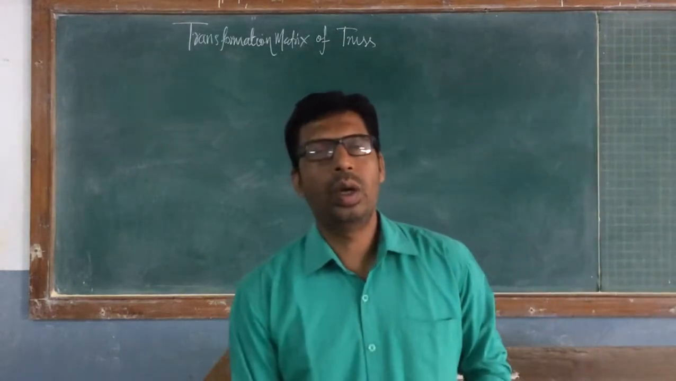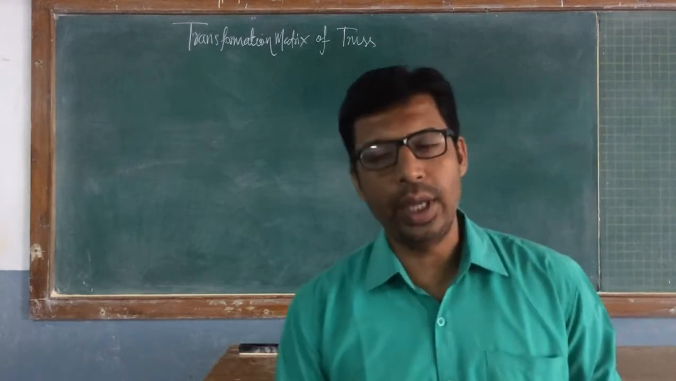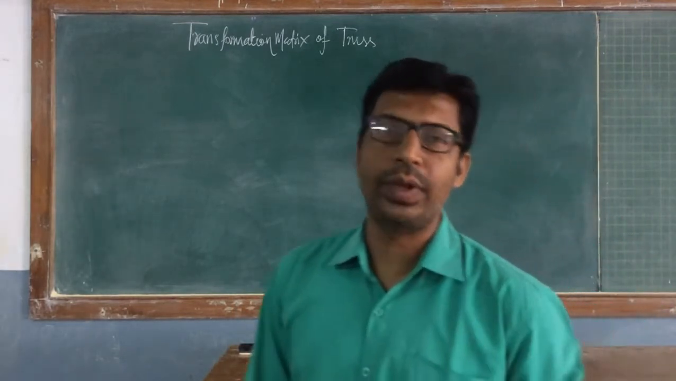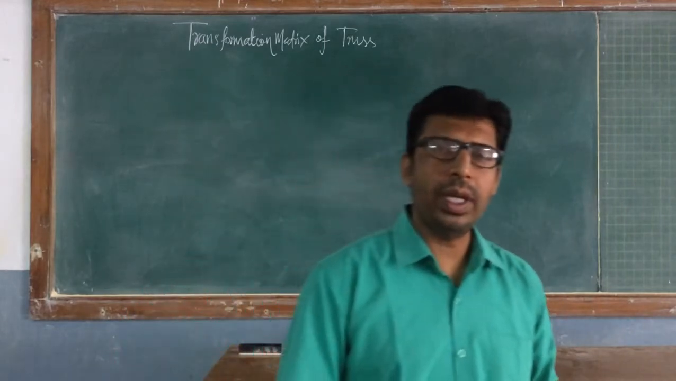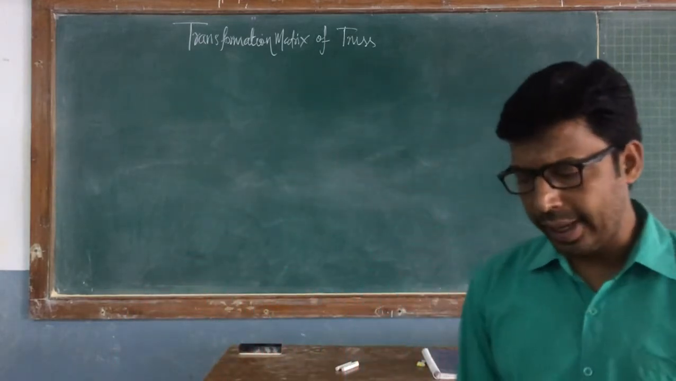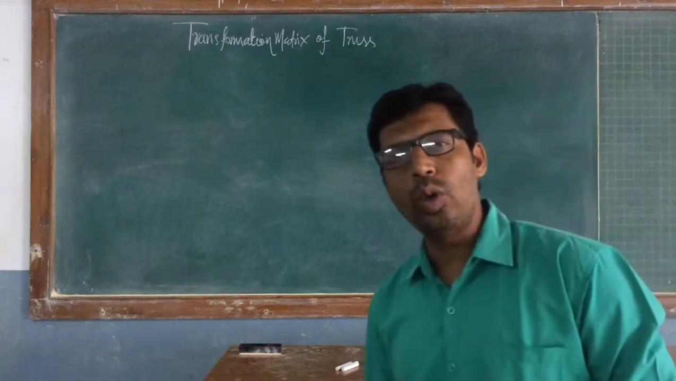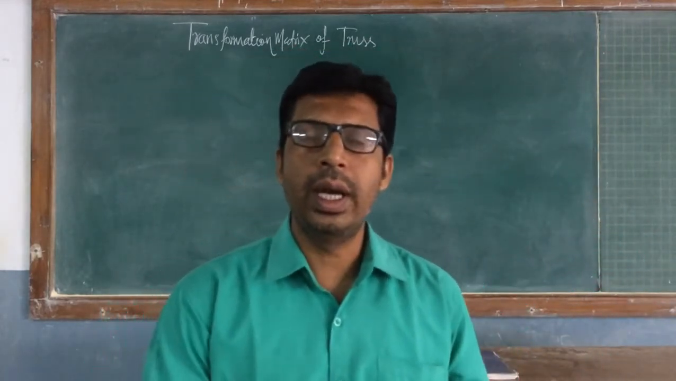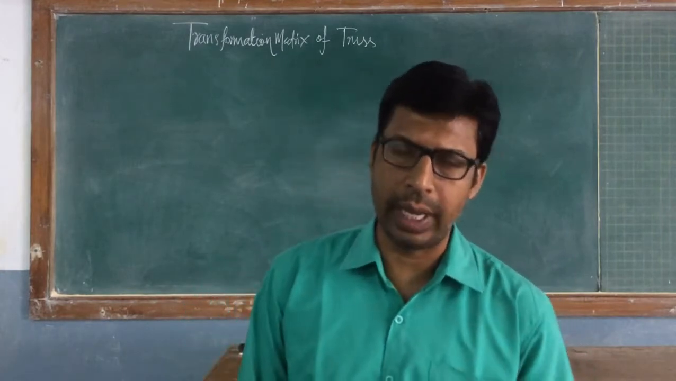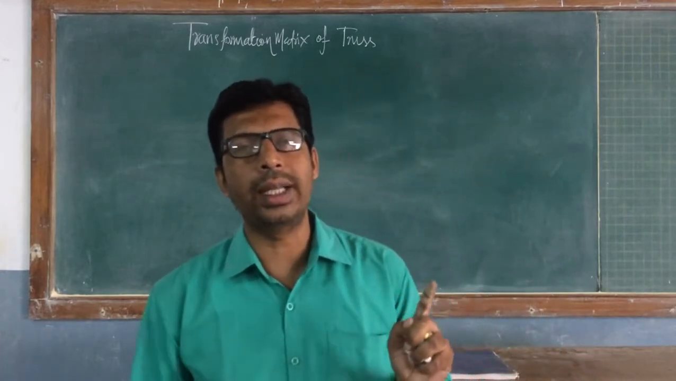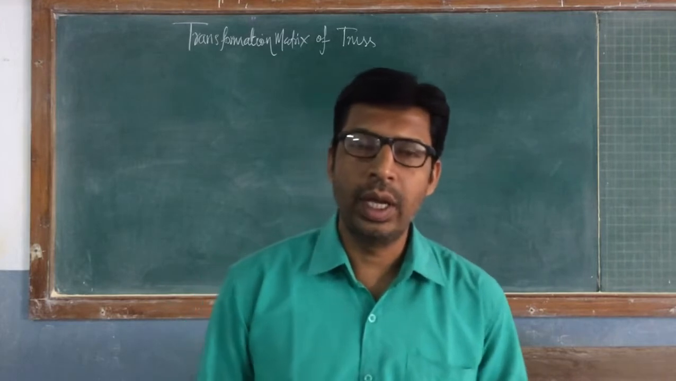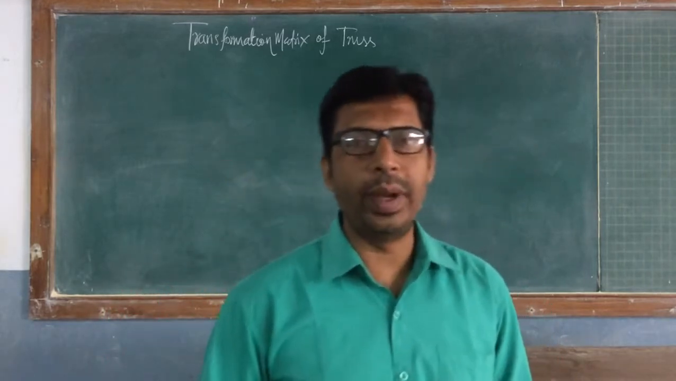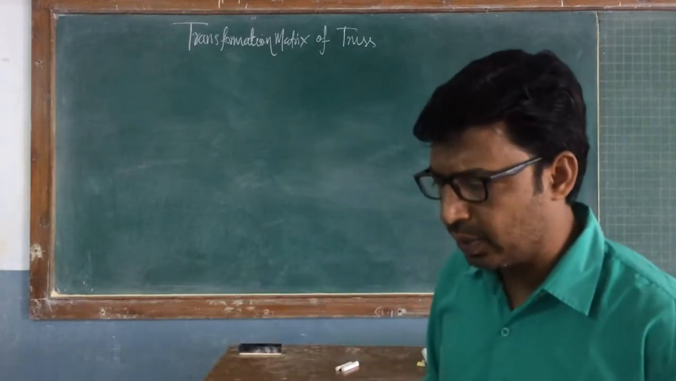So now we will derive the transformation matrix of a truss. The transformation matrix gives you the relation between the local unknowns and global unknowns. Local unknowns means displacement in the bar structure. At each joint there is one unknown, and that is axial displacement. And global unknowns means at each joint there are two displacements, horizontal displacement and vertical displacement.